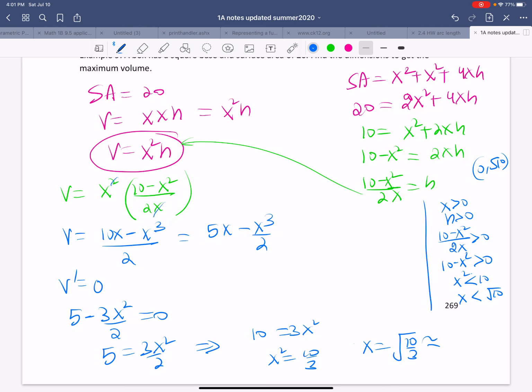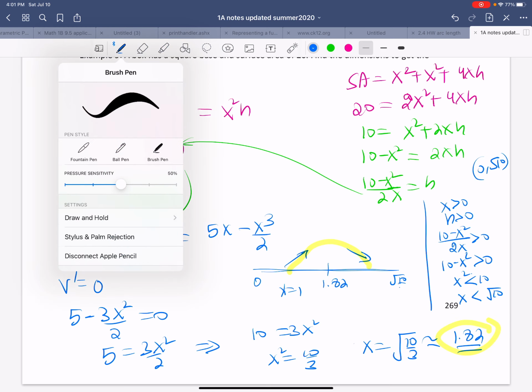Approximately 1.82. And double check that this is going to be your maximum by making a chart. This is 1.82, this is 0, this is square root of 10. And find the values of x around it. Pick a value to the left, let's pick x equals 1, and see what happens to your derivative. When we pick x equals 1, my derivative would be 5 minus 3 halves. It's going to be positive. If you pick x as 2, my derivative will be negative. I can see there is going to be a max at this point. So that's my dimension: x equals 1.82.